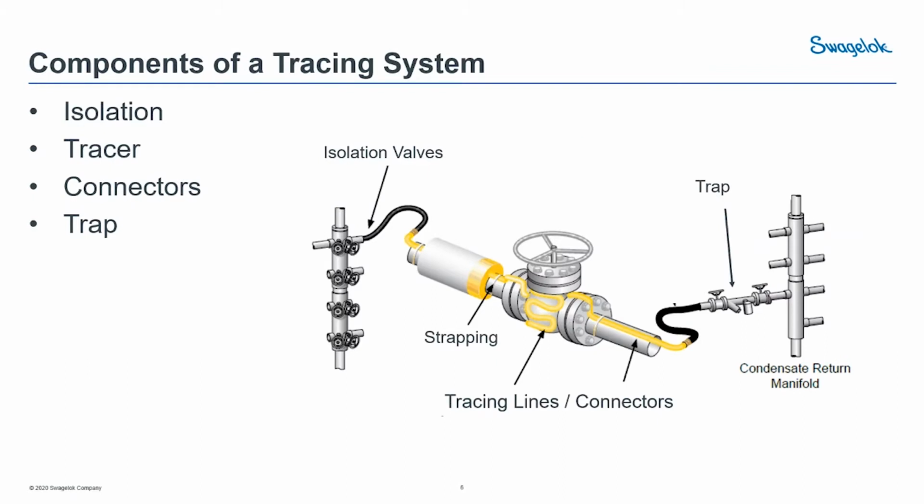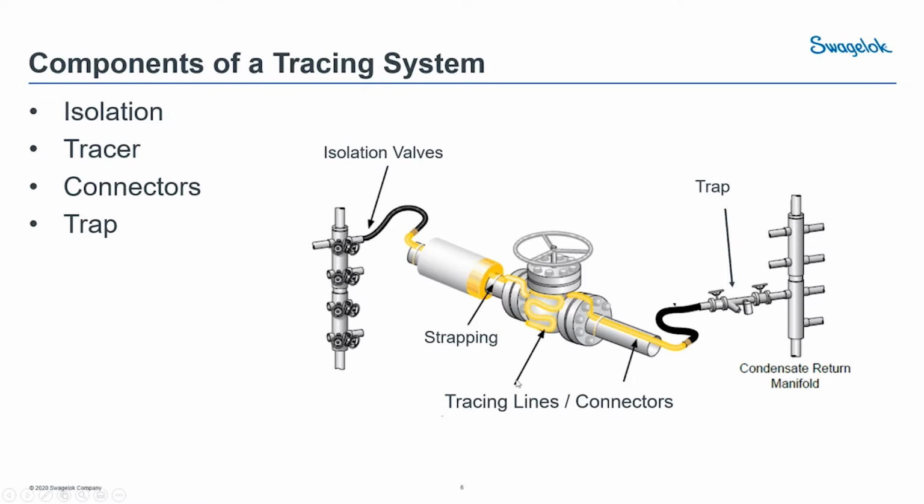So what are our main components of a tracing system? Generally we're going to have some kind of isolation. This is an example of a tracer layout. So you have isolation valves on both ends. You've got them on the front side, and in this case also on the back side, to be able to isolate the tracer for maintenance, and also the connecting components. You have the tracer itself, which is generally going to be some type of tubing to be able to flow steam or flow fluid through it.